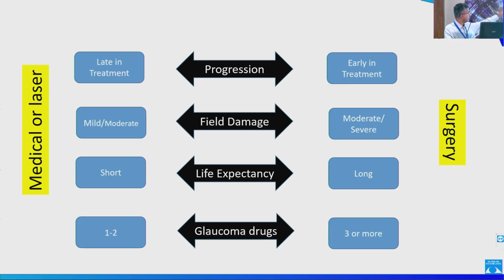So I'm basically going to put down the factors that we looked at: progression, field damage, life expectancy, glaucoma drugs, and whether this is late or early in treatment, whether it's mild, moderate or severe, whether life expectancy is short or long, and the number of drugs the patient is on. On this side, we'll go for medication, and the other side will go for surgery.